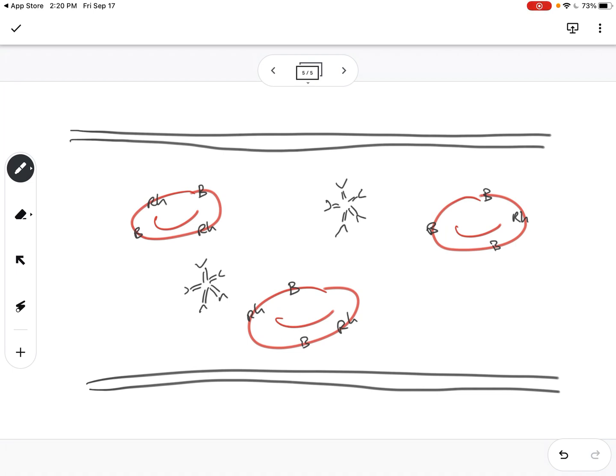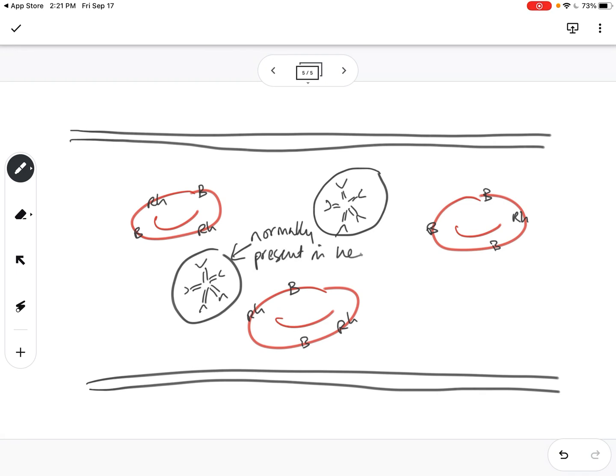So if we were able to zoom into her plasma and see what kinds of antibodies are circulating in there, we would find some. So I want to leave more questions here for you to pursue, and then we can talk about them as a group. What kinds of antibodies are normally present in her system?